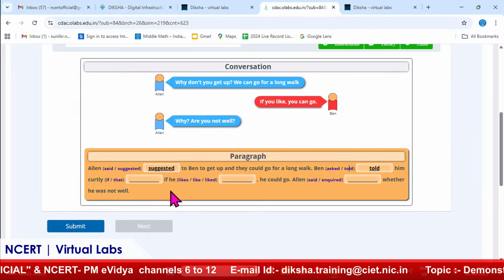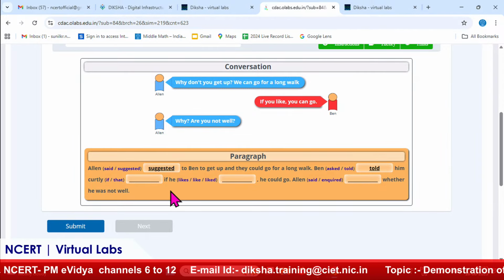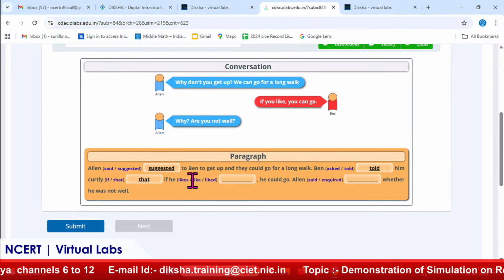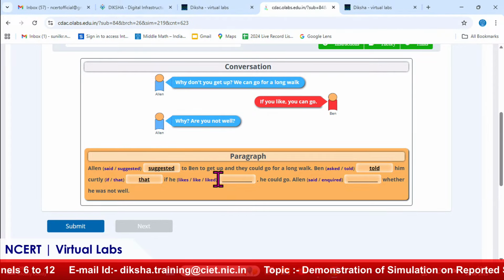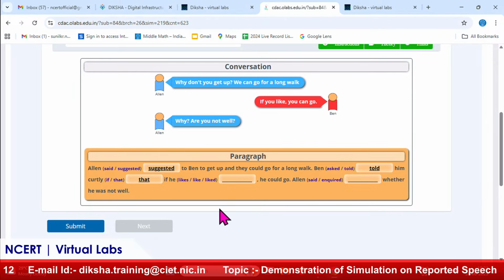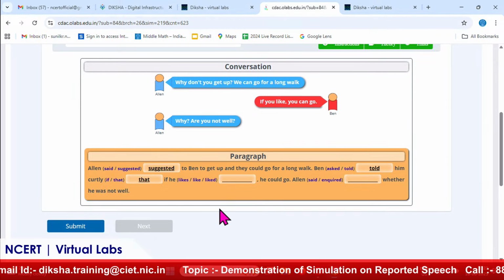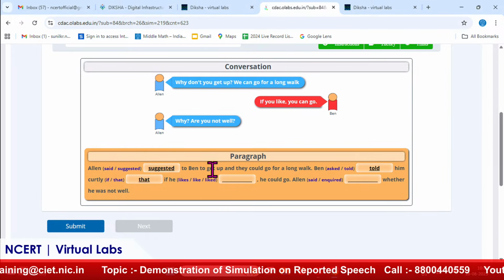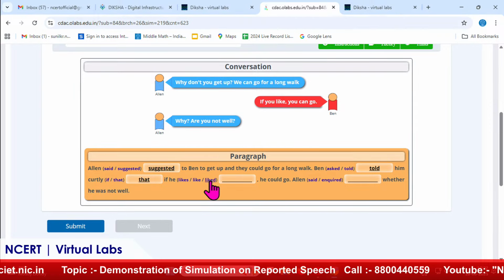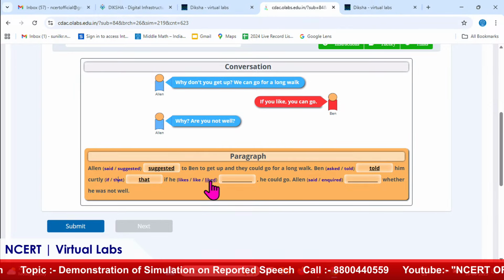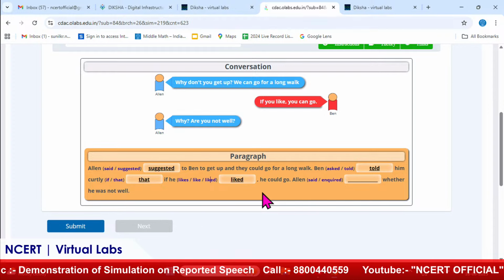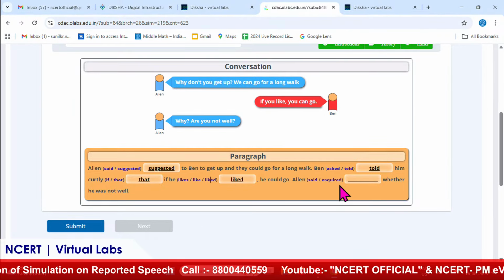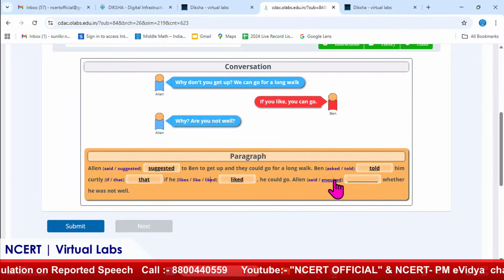If he likes, liked. Well, it's all in the past, so it will be past. So what are the two options? Likes, liked. So we'll go with liked. If he liked, he could go. Alan said, inquired whether he was not well. Inquired, because it's a verb of asking.